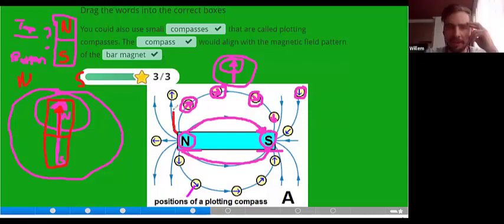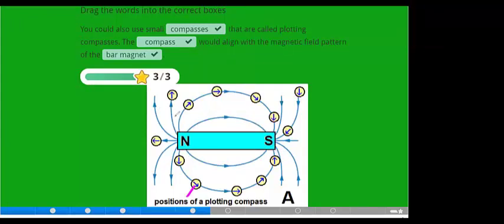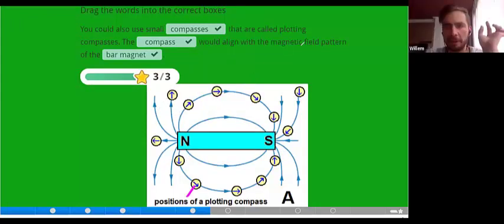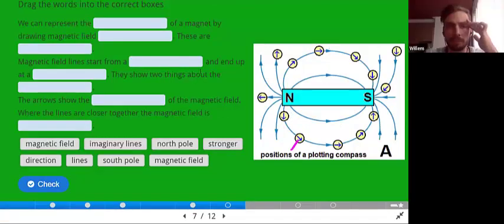Look at this. Here goes the magnetic field. The magnetic field is going to go all the way around, but it's going to align. It's going to look at the South Pole. Or maybe it will become clearer in the next slide. Good.